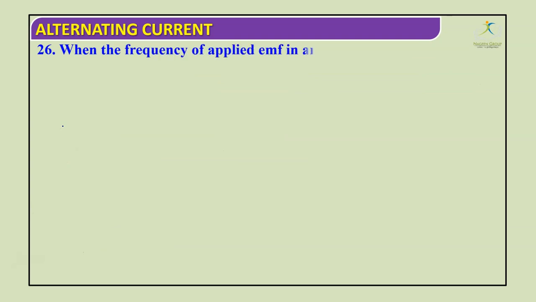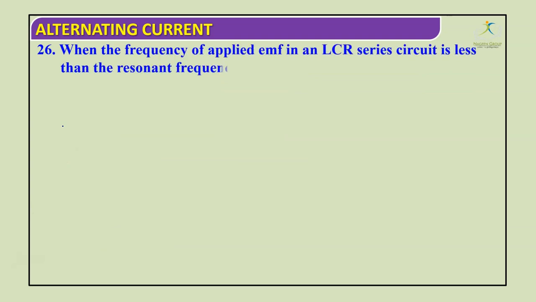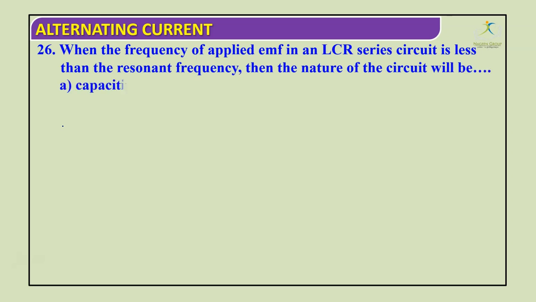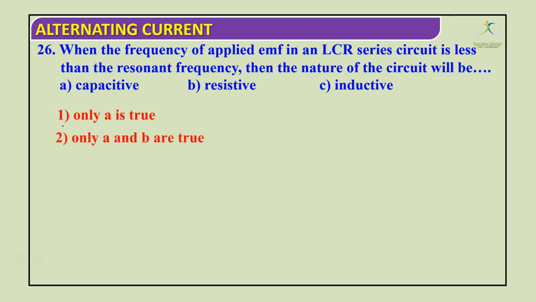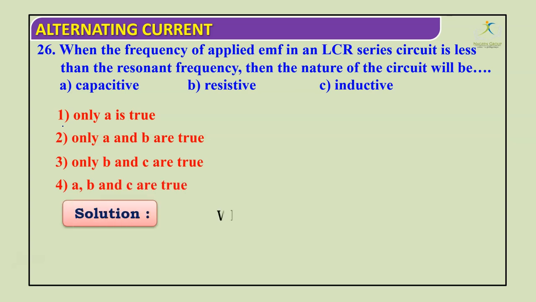Next question we have, when the frequency of the applied EMF in an LCR circuit is less than the resonant frequency, then the nature of the circuit will be: A, capacitive; B, resistive; C, inductive. Only A is true, only A and B is true, only B and C is true, A, B, C are true. From earlier knowledge, we know that if omega is less than omega naught, or XC is greater than XL, so only A is true.